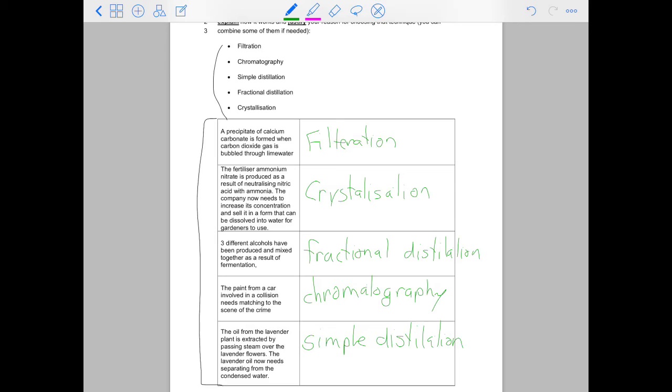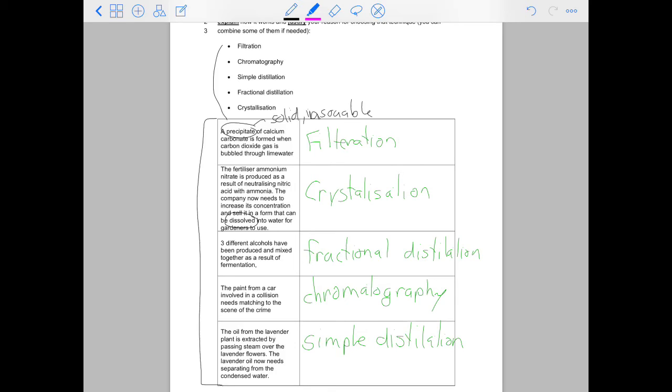So when we talk about a precipitate, in this example here of calcium, that is a solid that is insoluble. So when we have that solid in a liquid, something that is insoluble, we can just simply filter that out. For something that we want to end up being dissolved into water, crystallization would be the key thing there.